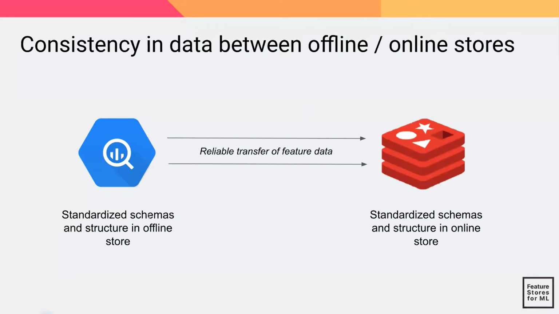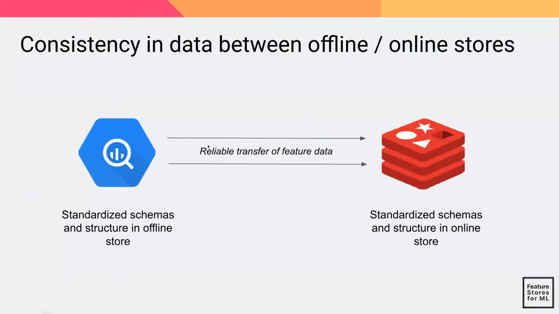On the left, this is a BQ BigQuery logo. We have very standardized schemas and structure in the offline store. Everything that's fed into the store has to use a specific config template to define the job. The actual schemas of the table are very rigid. And then on the online store, we have the same sort of situation.